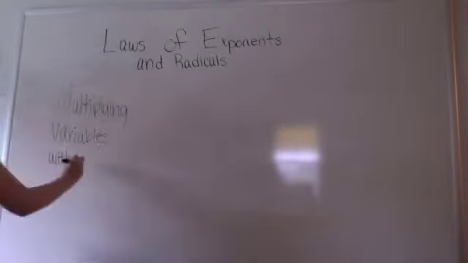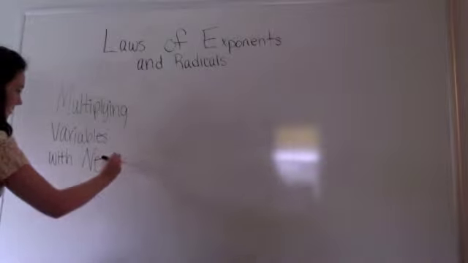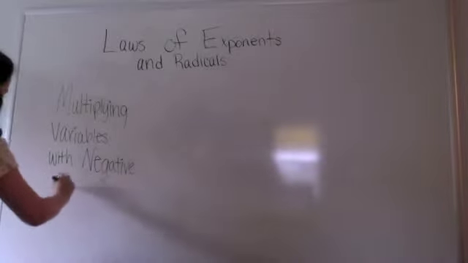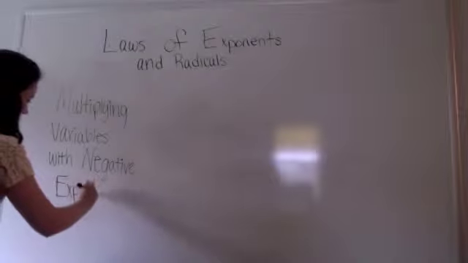Multiplying variables with negative exponents. When you multiply variables with negative exponents, you take the variable with the negative exponent and put it under 1, and make the exponent positive.